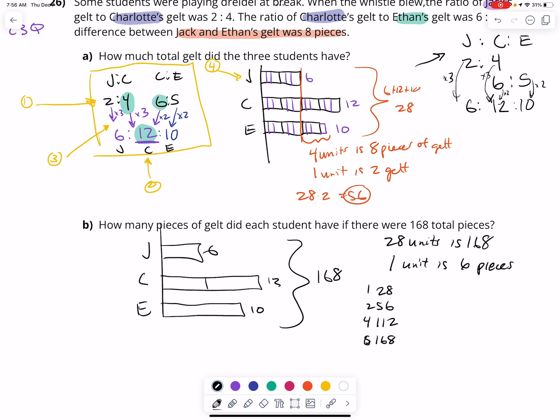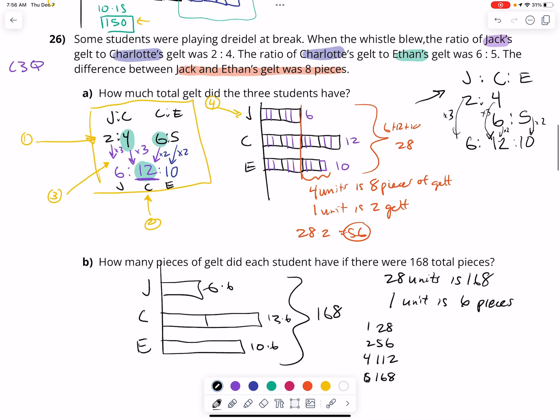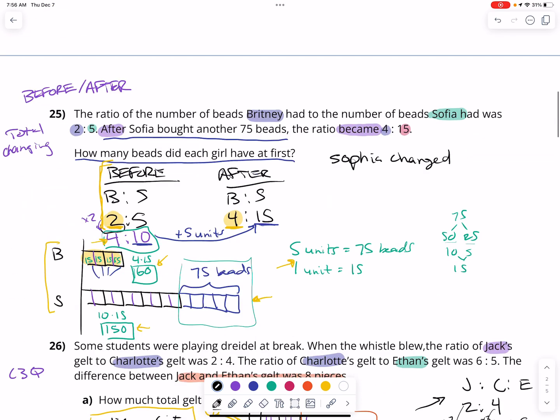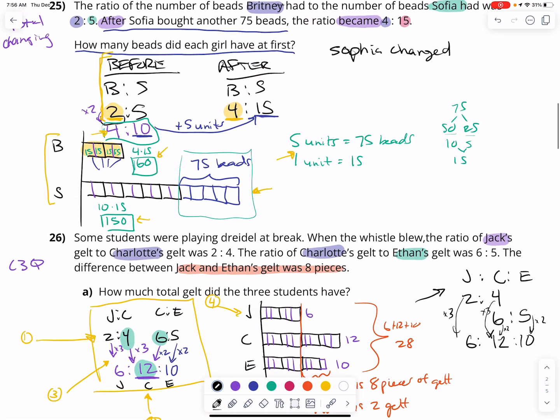So we know that Jack has 6 times 6, Charlotte has 12 times 6, and Ethan has 10 times 6. So those would be our 2 main types of real-world problems, and those are kind of the updated ways we have of solving and looking at them.